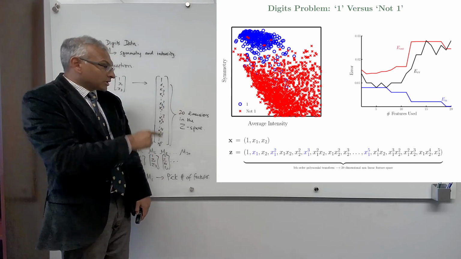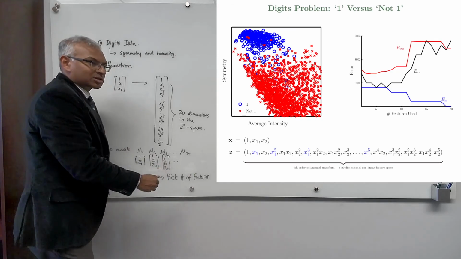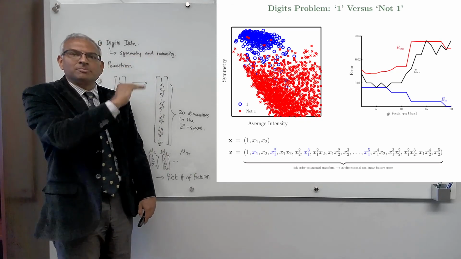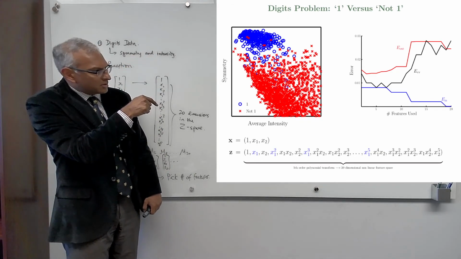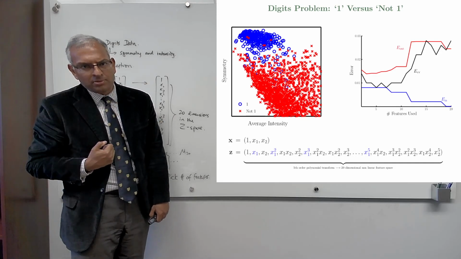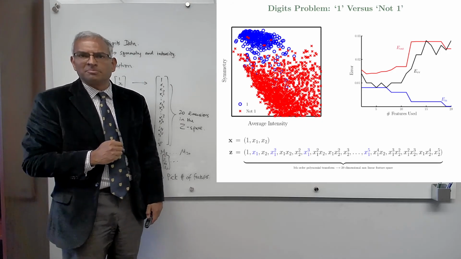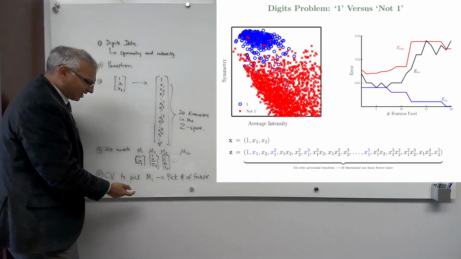Now look at the black curve. That's the cross-validation error for each of the models, and it goes down and up, just like the out-of-sample error. Now it's true that the red curve, the out-of-sample error, is related to the blue curve by the VC bound, but that's a very loose bound. Look at how nicely the black curve tracks the out-of-sample error. So that's the power of cross-validation.